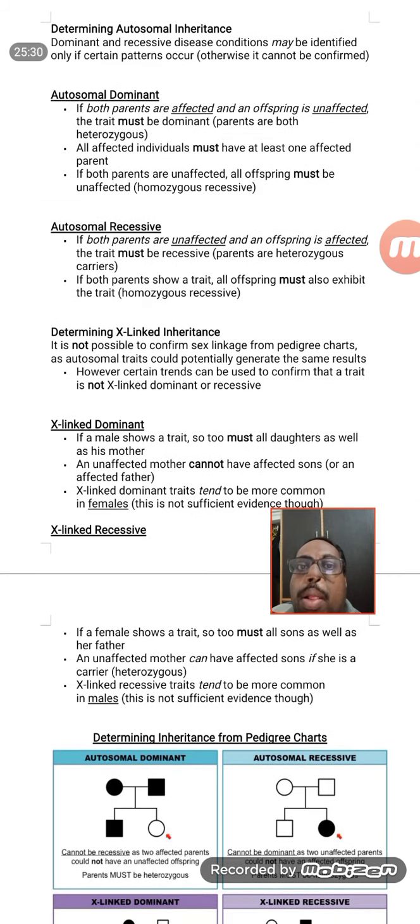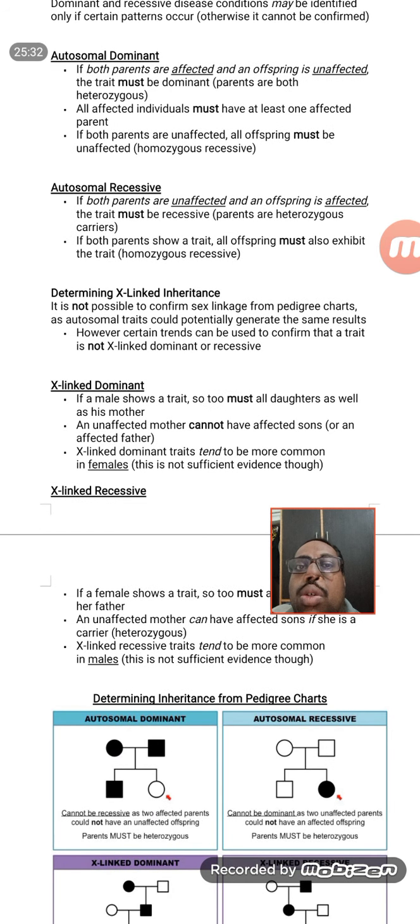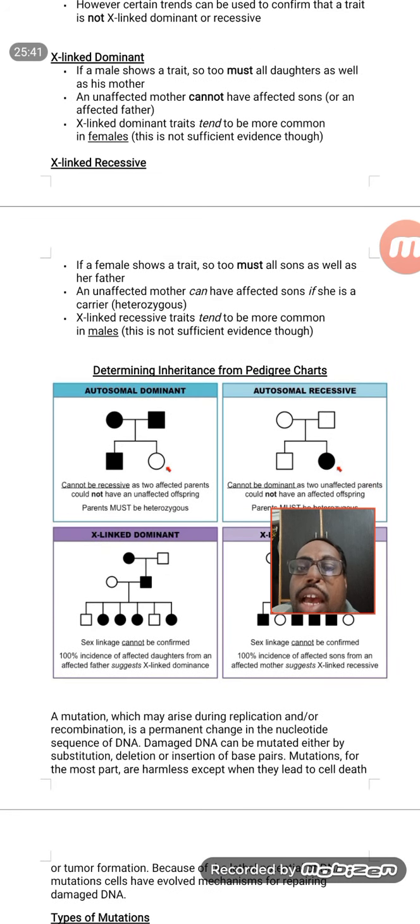And next one, if both the parents show a trait, all the offspring must also exhibit that trait. That's the same thing. And one more thing: dominant means expressed more. When these dominant characters come, they will never skip generations. That means it will be there in the parental generation, in the first generation, second generation, third generation also. But it is not compulsory that everybody should have it, some may be carriers also.